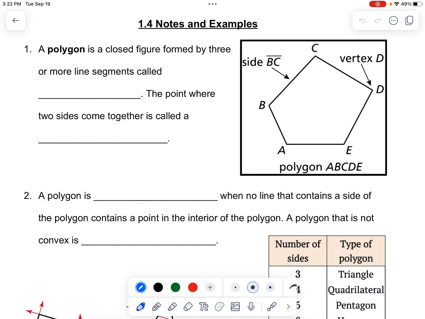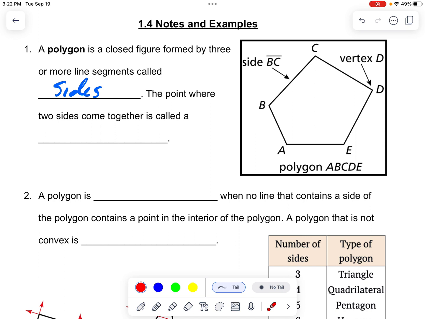And the first definition is a polygon. Poly meaning many, and then polygon is a many-sided shape. So we say that this is a closed figure formed by 3 or more line segments. We can't have a closed shape without at least 3 lines. And we call those line segments the sides of the polygon.